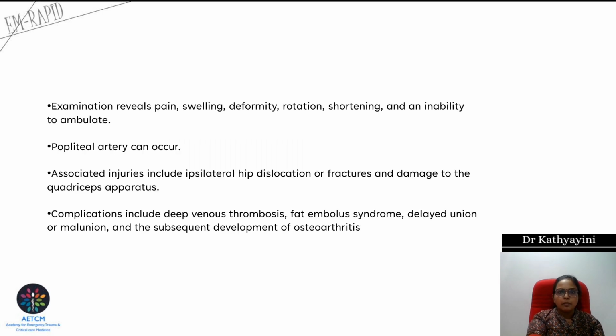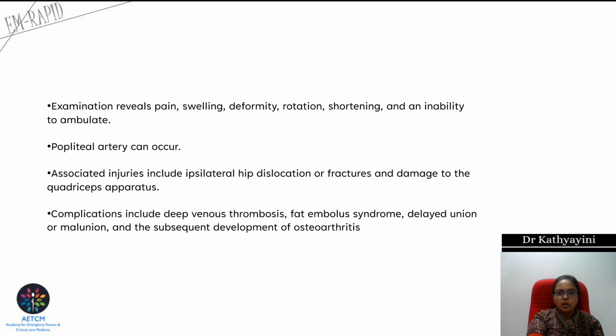So in a femoral condyle fracture, on examination there will be pain, swelling, deformity, then there can be shortening and an inability to ambulate. Popliteal artery involvement is likely, so we'll have to take care in the vascular examination. And associated with the femoral condyle injury, there can be hip dislocation or fracture and damage to the quadriceps apparatus.